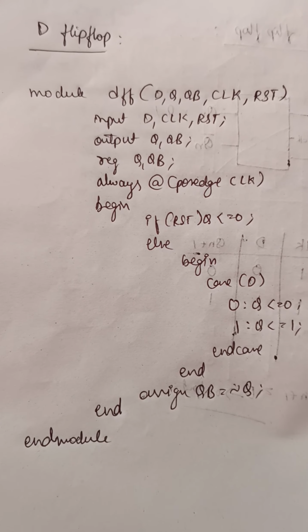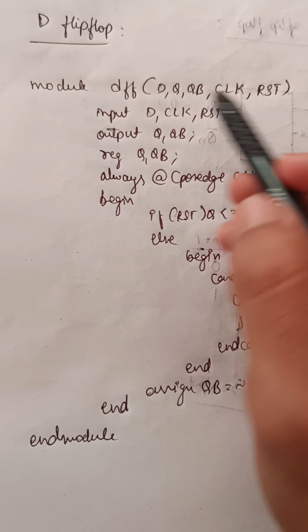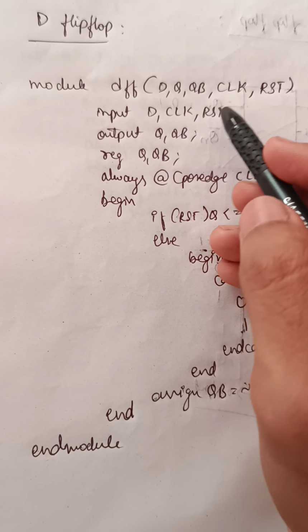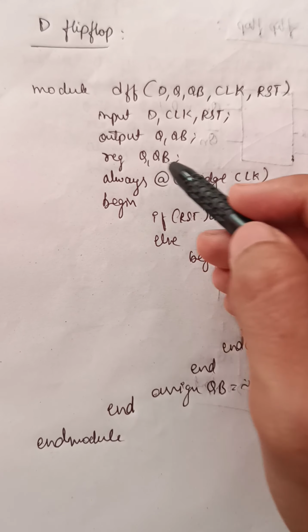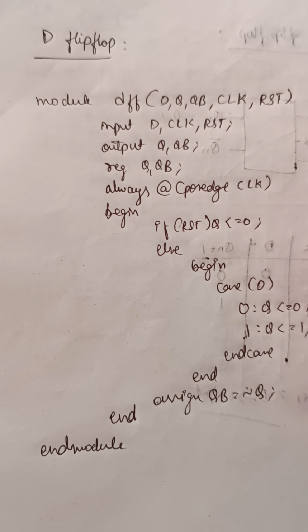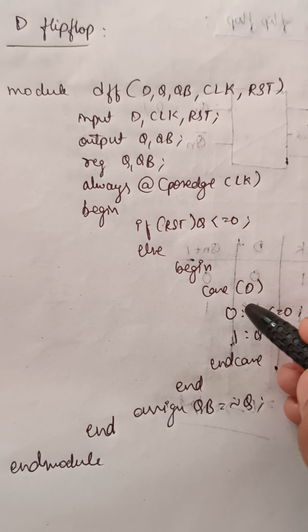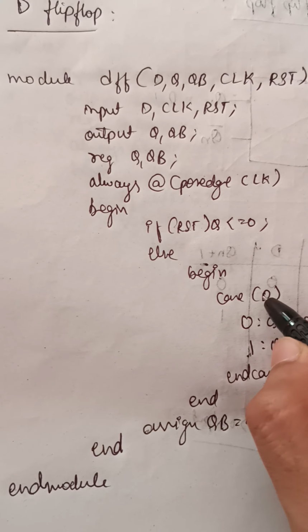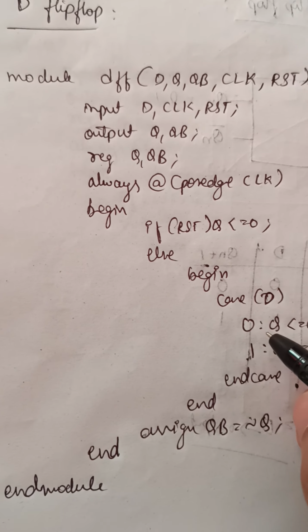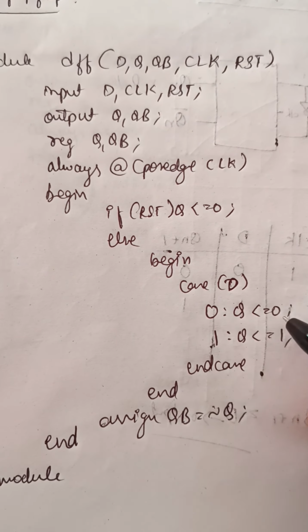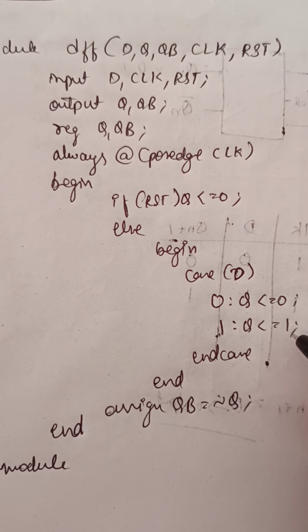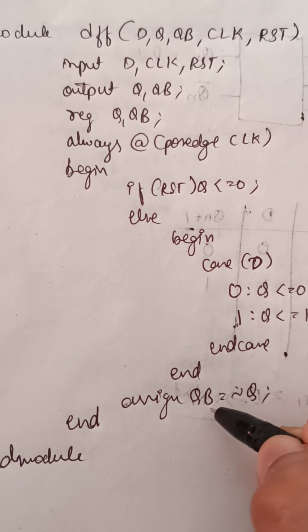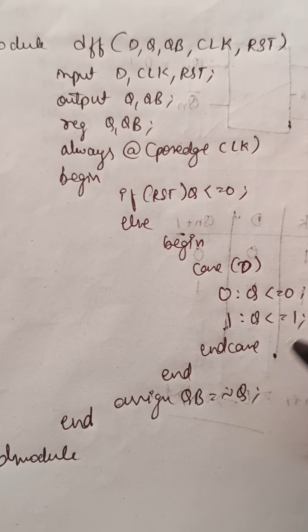Now we will see the Verilog program for D flip-flop. Here the inputs are D, clock and reset. The outputs are Q and Q bar, register Q and Q bar, always at posedge clock. Here case D, if D is 0, then the output is 0. If D is 1, then the output is 1. Then Q bar will be not of Q.